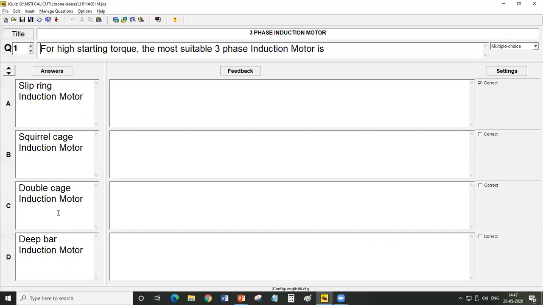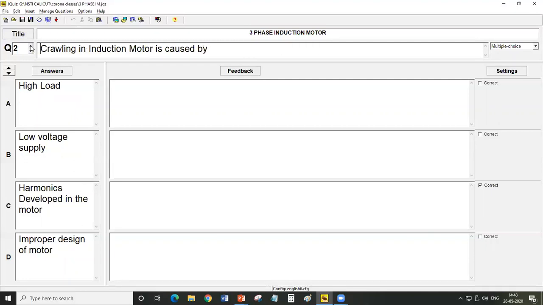Double cage and deep bar are classifications of squirrel cage induction motor, and these two are almost the same. The starting torque of the double cage and deep bar induction motor will be more than the squirrel cage induction motor. There is some other arrangement there, but I am not going into that one. I am going to the next question.